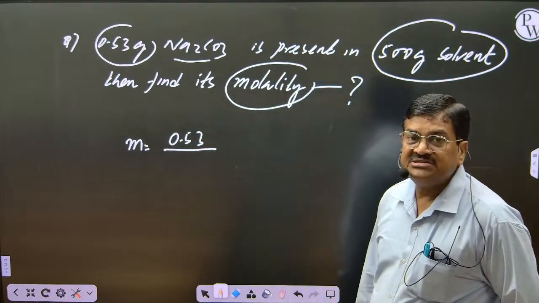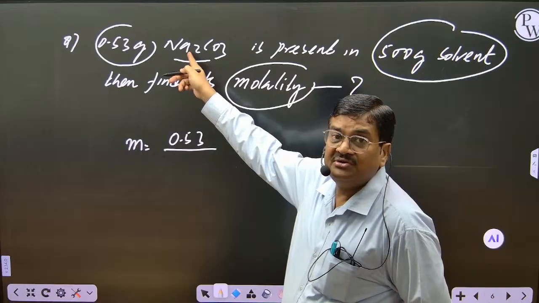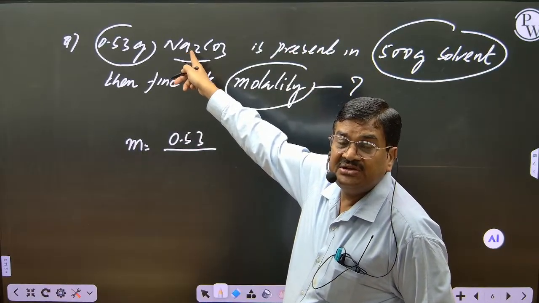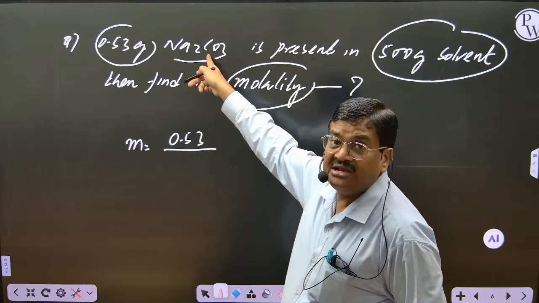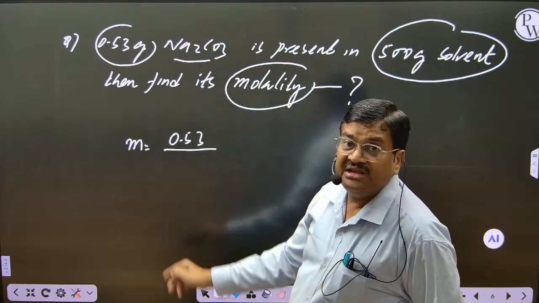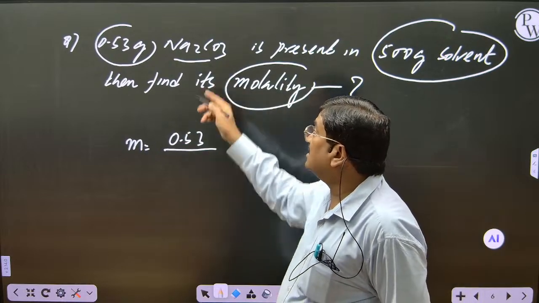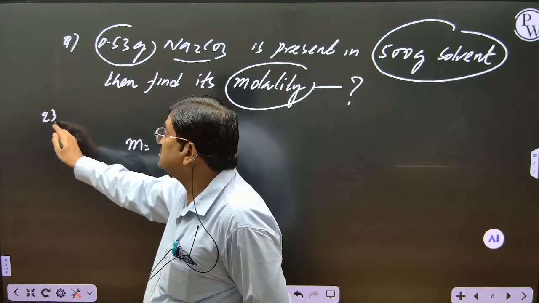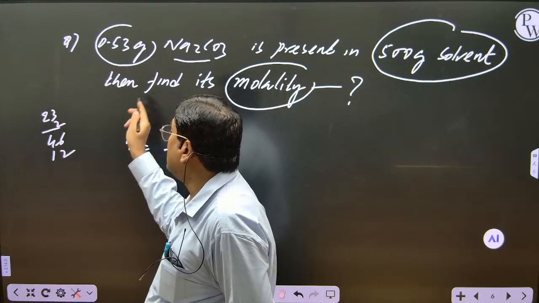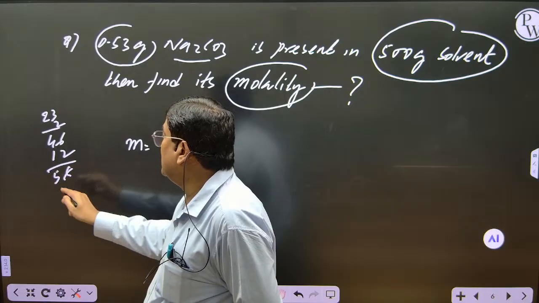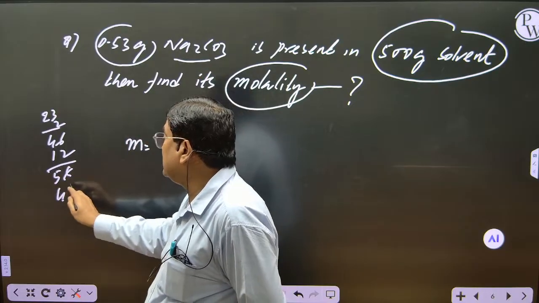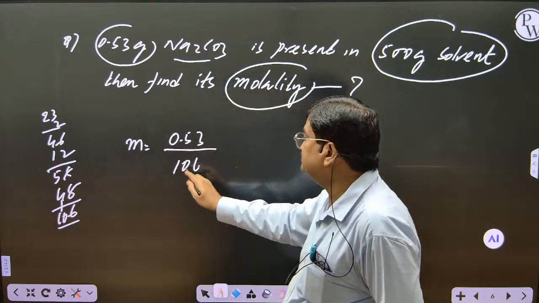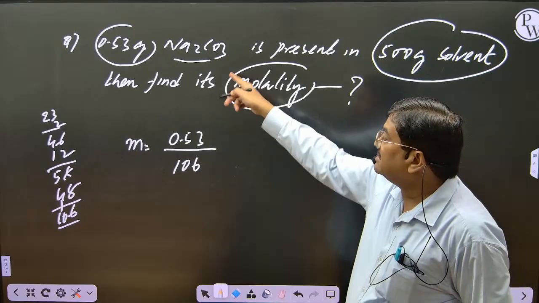Find out the molar mass. You have to be thorough with atomic masses. I told you to recollect 20 elements. Sodium atomic mass is how much? 23. 23 into 2, 46. 46 plus 12 plus 16 into 3 is 48. Total when you add, check how much you get. 106. 23 into 2 is 46 plus 12 from carbon, that is 58. 58 plus 16 into 3 is 48, 8 plus 8, 16. This is coming 106 or not? Check everyone. By adding the algebraic sum you have to get 106.